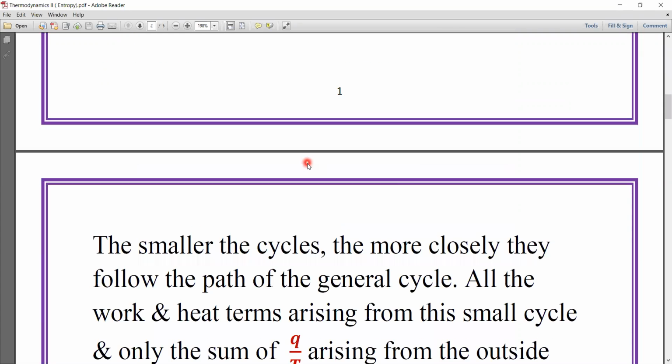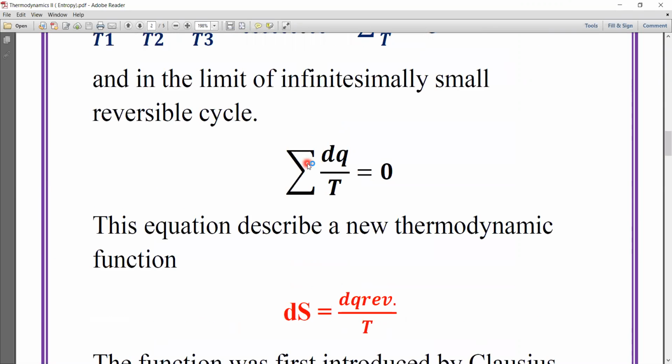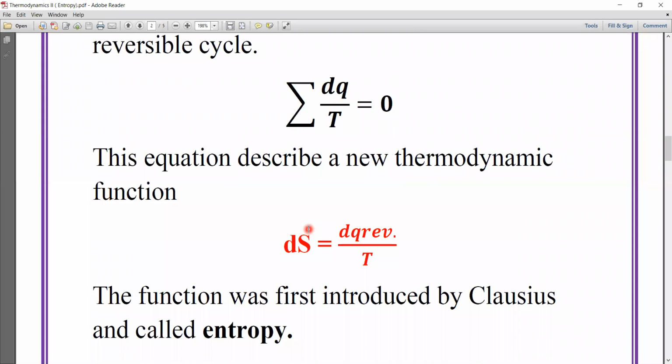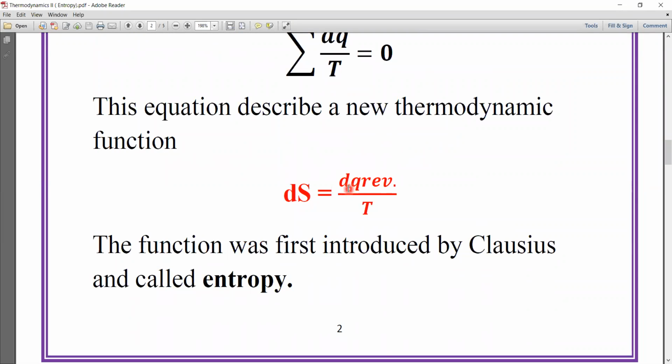Now, entropy change can be given as dS is equal to dq reversible upon T. It is important, remember this formula: dS is equal to dq reversible divided by T. And this function was introduced by Clausius and called the entropy.